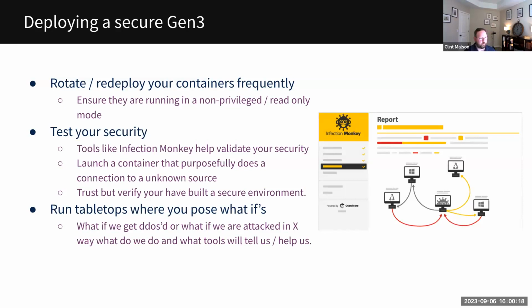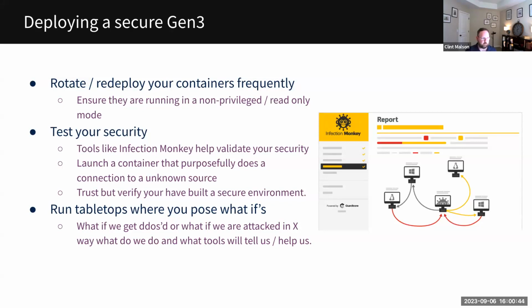Tools like Infection Monkey, an open source tool from Akamai, help you validate your security. You can do some pretty cool things with it, including sample ransomware. It will tell you how ransomware would spread in your environment based on how you've configured your cloud environment. It can even be deployed as a container.